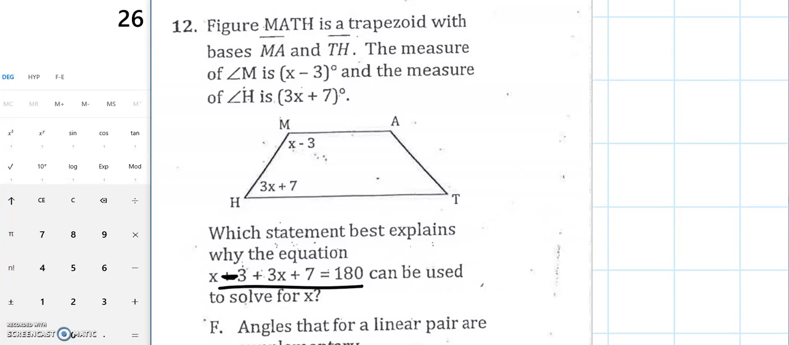So what we're going to take a look at is the fact that since this is a trapezoid, the top MA and the bottom HT are parallel. If those two lines are parallel, we have a whole bunch of angle relationships that we've learned about. Alternate interior, alternate exterior, same side interior, consecutive interior is another word for it, and then corresponding angles. In this case, x minus 3 and the 3x plus 7, those are inside, in between the two pink lines, and on the same side of your transversal MH. So these are known as same side interior angles or consecutive interior angles.